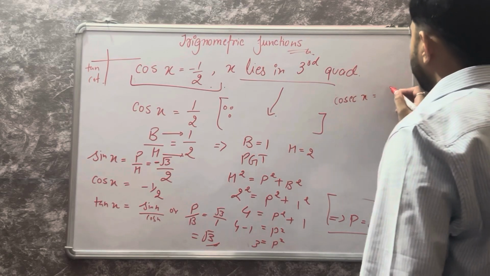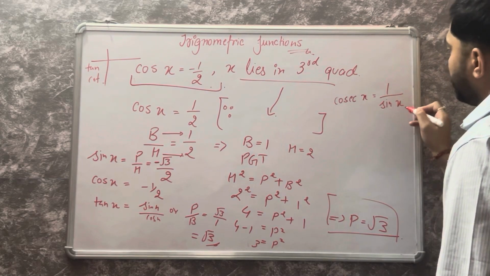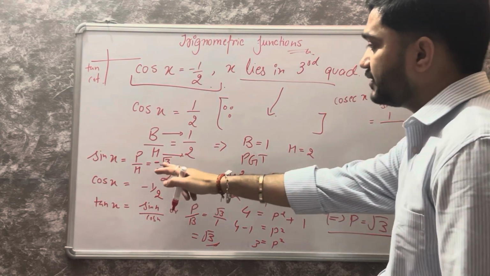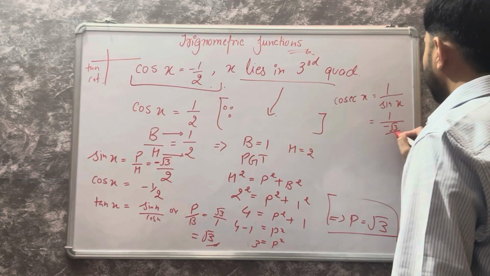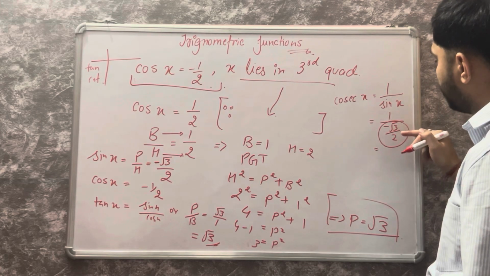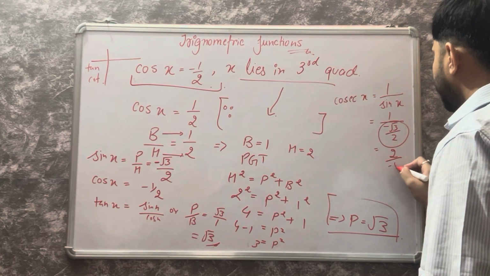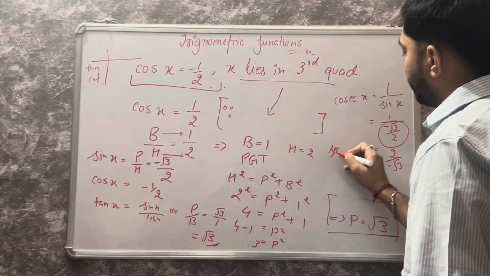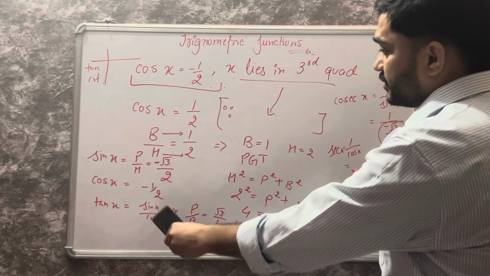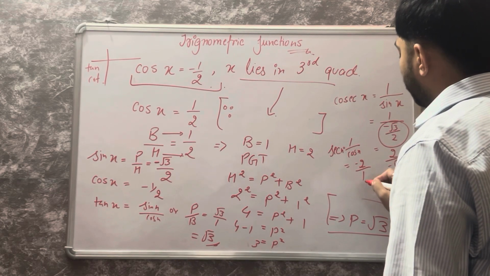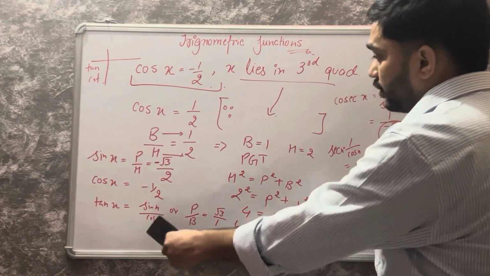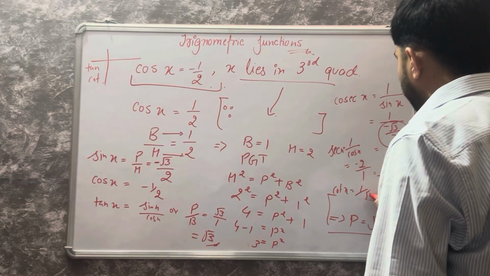If we are going to find the value of cosec x, we know that cosec x is equal to 1 upon sin x. 1 upon sin x, where sin x is minus under root 3 by 2. Since the denominator is a fraction, we are going to reciprocal it. 2 upon minus under root 3. We want to find the value of sec x. Sec x is equal to 1 upon cos x. So the value is minus 2 upon 1, that is equal to minus 2. We want to find the value of cot x. We are going to reciprocal tan x, that is equal to 1 upon under root 3.